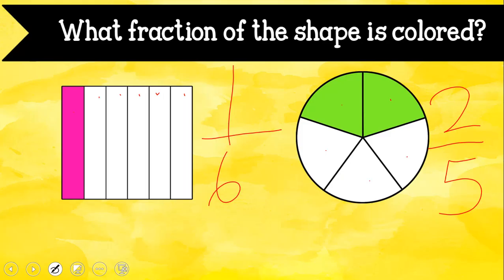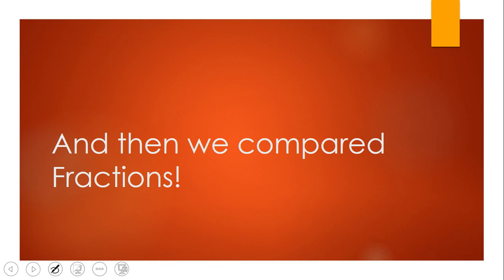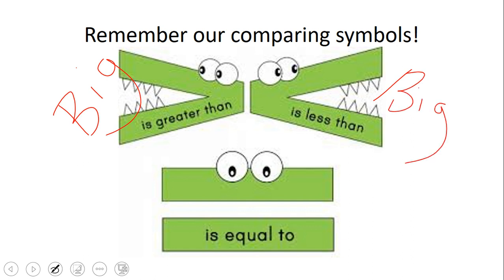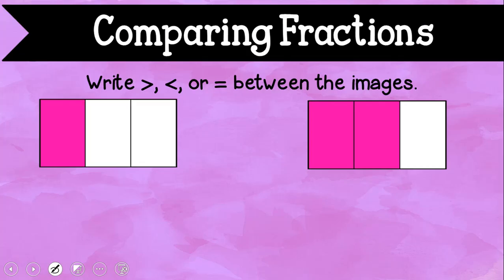And then, since we are writing fractions with numbers now, we compared fractions using our Gary, Larry, and Yeri gator signs. So remember that the biggest number goes on the open mouth side because gators are always hungry and they want to eat the most food, so they eat the biggest thing. And then the small one is what they turn their backs to, okay?